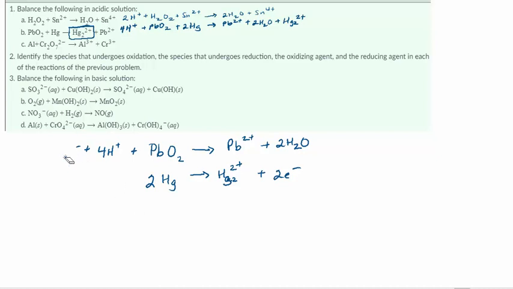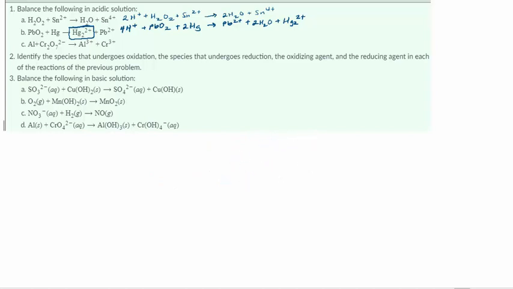So for C, again, we're going to separate our half reactions, then analyze our electrons and add together. Balance your atoms other than oxygen and hydrogen. Add water to balance the oxygen. Add hydrogen ions to balance the hydrogen. Now we balance our charges.